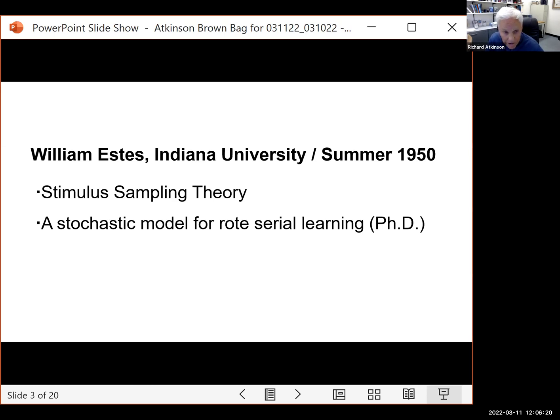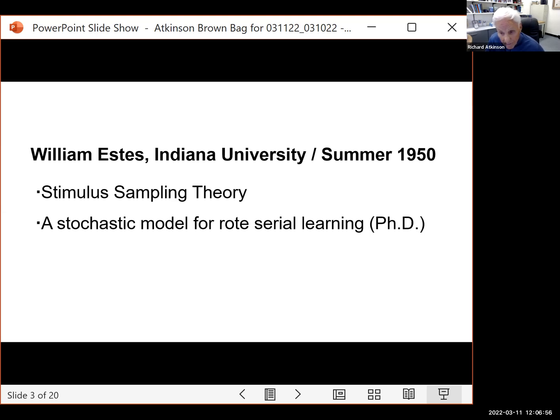During my 4 years at Indiana, I really focused on the early stages of the development of stimulus sampling theory. And I don't know how well known that theory is at this point in history, but it was certainly a very important model in the 50s and 60s. And I did a thesis called A Stochastic Model for Rote Serial Learning. I'm rather proud of that thesis because it dates back to Ebbinghaus, and it dates back to Hull's theories.